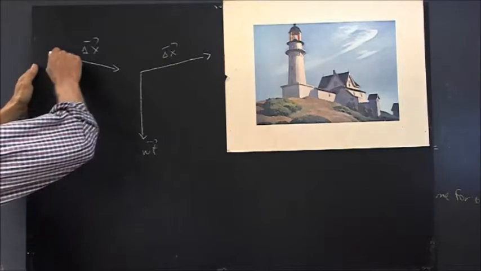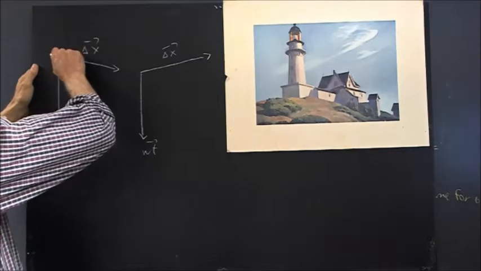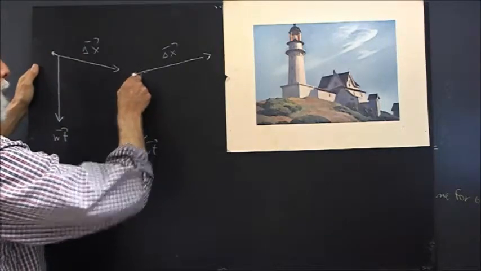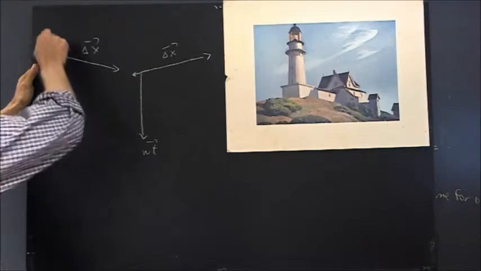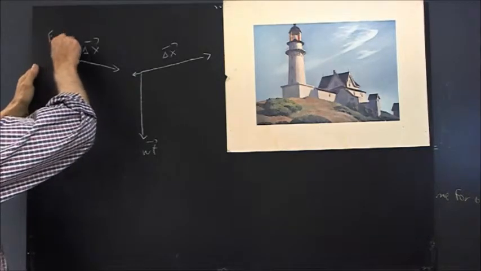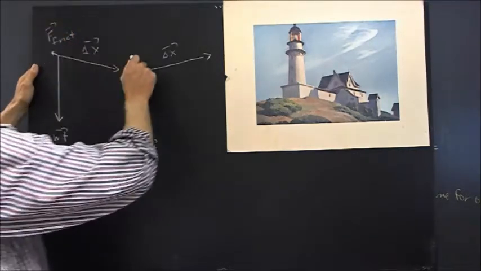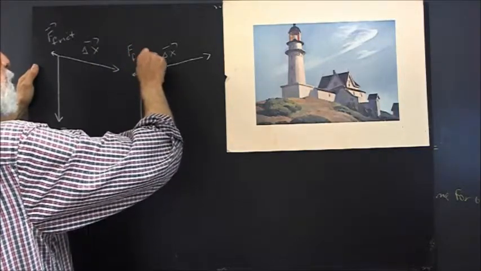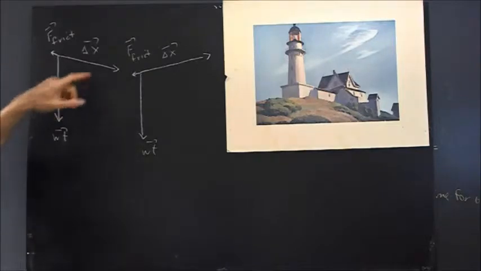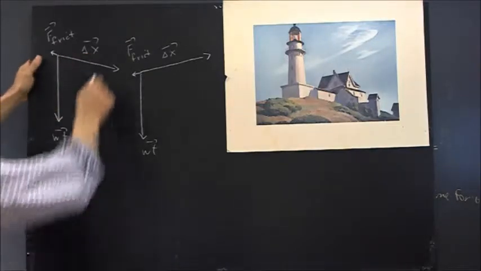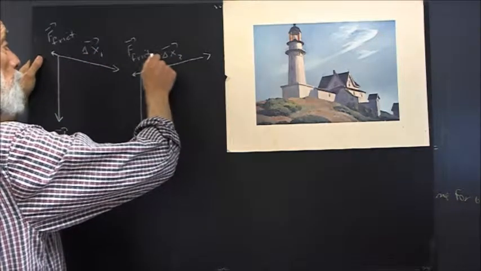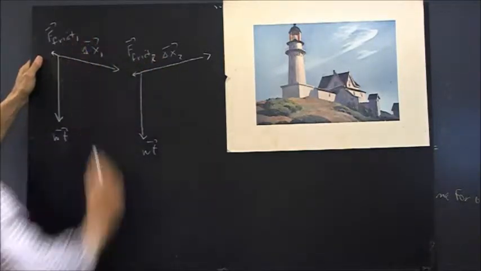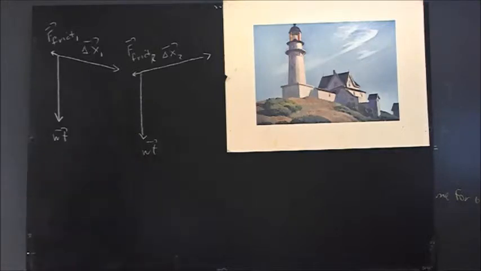Now, for the intermediate friction, we could draw a friction vector, let's say this way and this way, opposite to the displacement vector. So here's a friction vector, and here's a friction vector. And we'd probably want to put subscripts: delta x1, delta x2, friction 1, friction 2 here, friction 1 here. The weight's going to be the same in both cases.